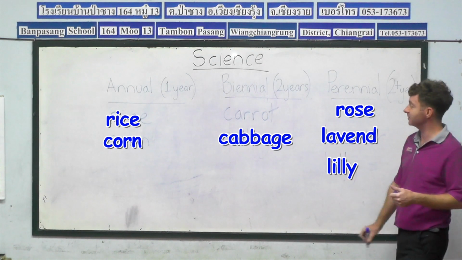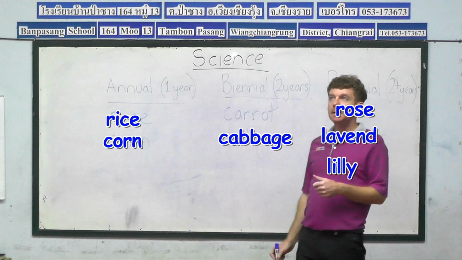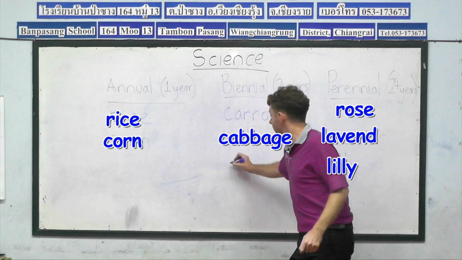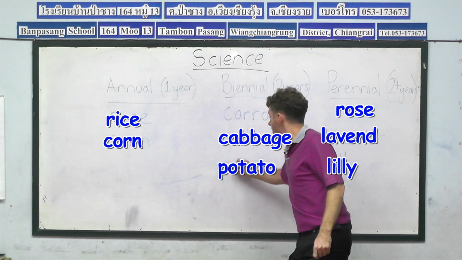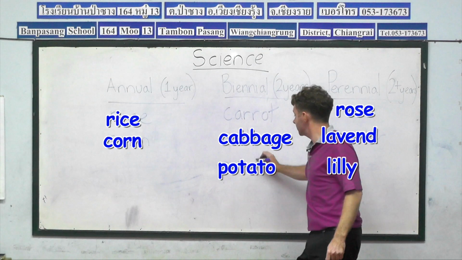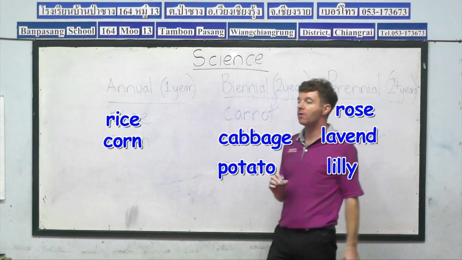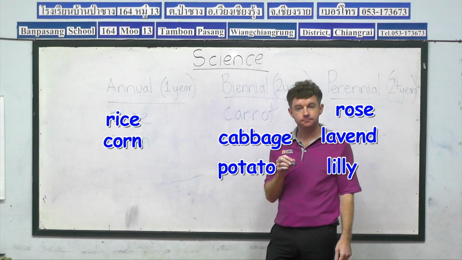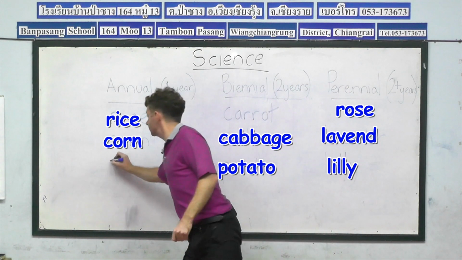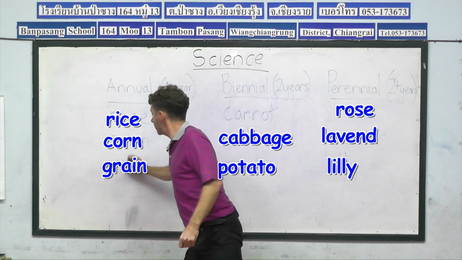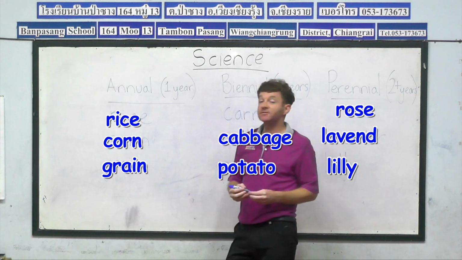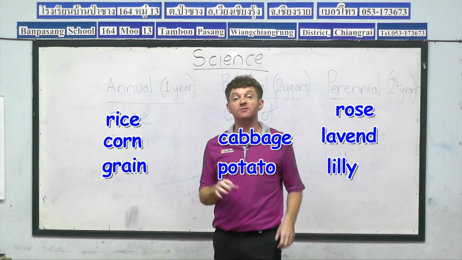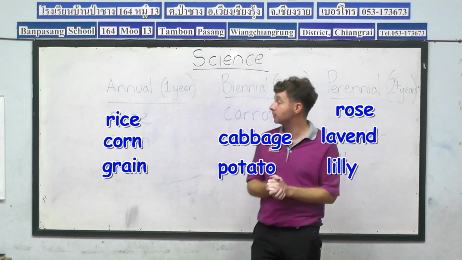Lily plant. Excellent. How about potatoes? Potatoes, biennial, P-O-T-A-T-O. And one more for annual, grain. Annual, and we spell grain, G-R-A-I-N. Excellent, guys. So we've got some examples of the 3 different categories of plants based on life cycle.